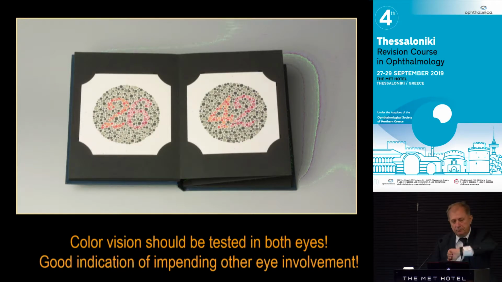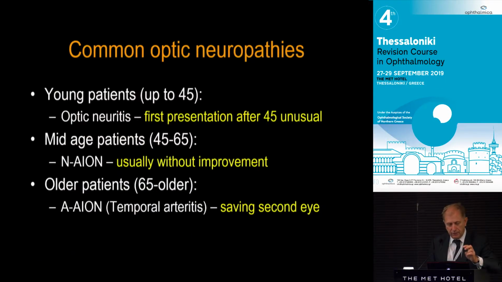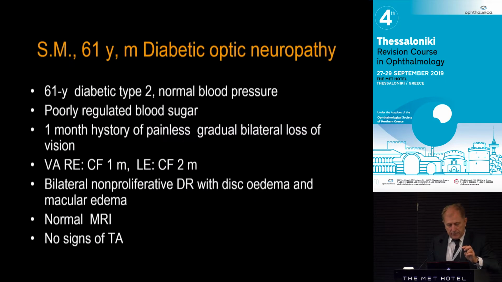And always do color vision testing when the patients present, because then you will know, especially if you have one eye still normal, when the second eye starts to go, color vision goes first. So if you had normal color vision at presentation, you're not sure if the second eye is affected. After a week or two, color vision will tell you that. So these are the three.